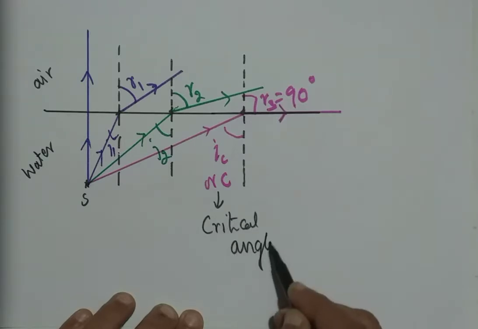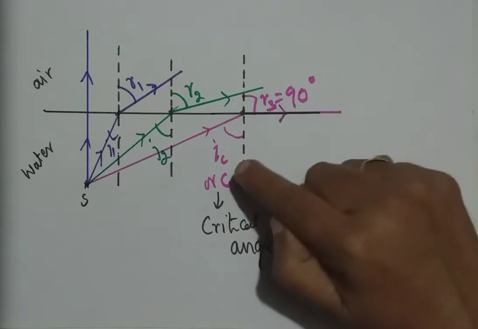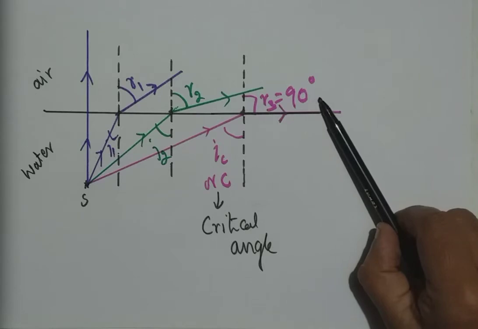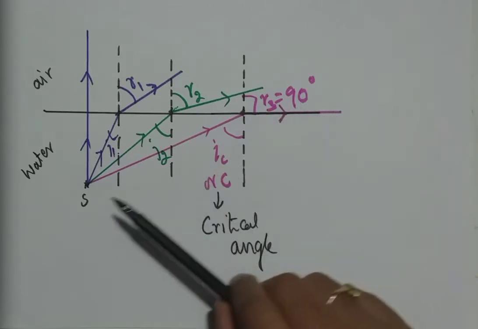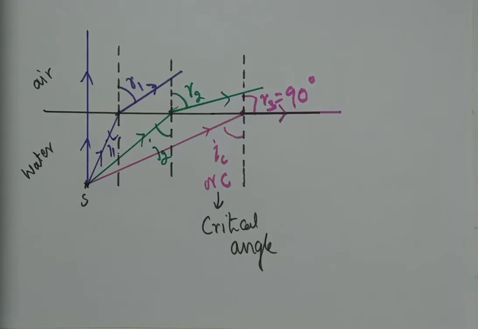Critical angle. So, what is critical angle? It is defined as angle of incidence for which angle of refraction is 90 degree when ray of light moves from denser to rarer. So, critical angle, once again, is the angle of incidence for which angle of refraction is 90 degree when light moves from denser to rarer.